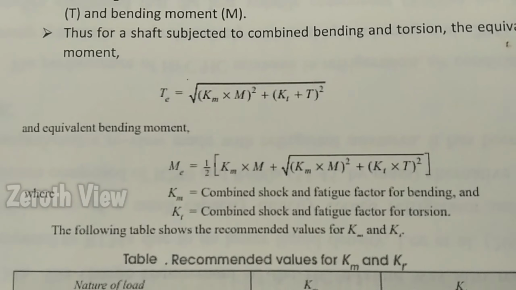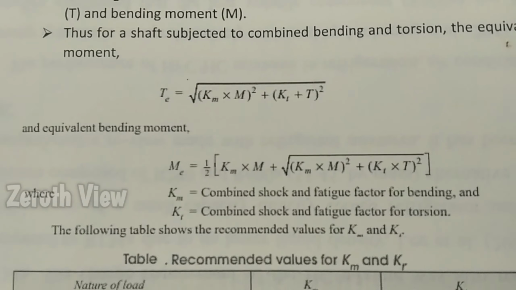The nature of load may be a stationary or rotating shaft. If it is a stationary shaft, then it consists of two categories: one is a gradually applied load and the other is a suddenly applied load. For gradually applied load, Km is 1 and KT is also 1. And for suddenly applied load, Km is between 1.5 to 2 and KT is between 1.5 to 2.